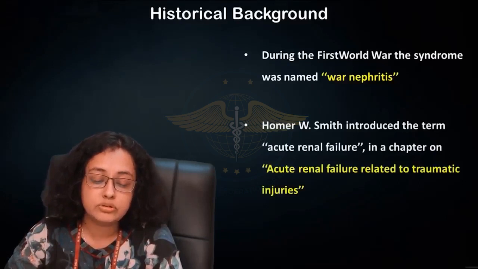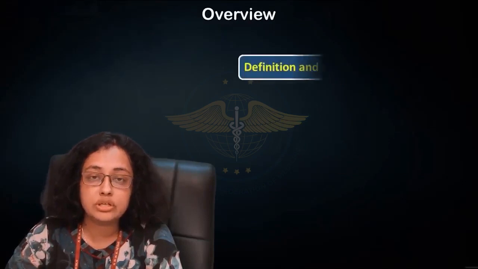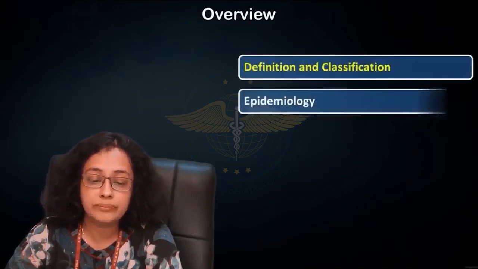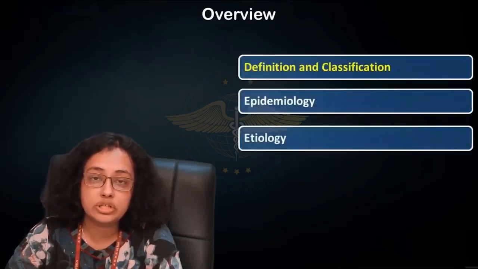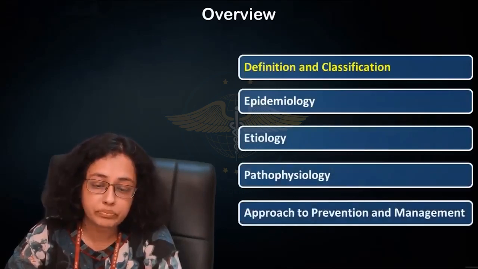And Homer W. Smith introduced the term acute renal failure in a chapter on acute renal failure related to traumatic injuries. So in the next 1 hour, we're going to discuss the definition and classification of acute kidney injury, epidemiology, etiology, pathophysiology, and an approach to prevention and management.